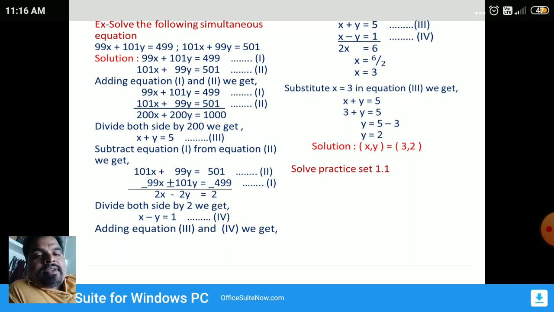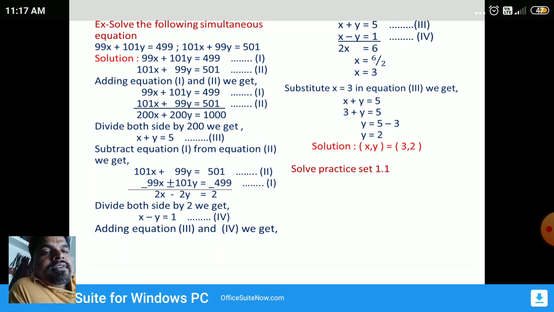Now solve equations 3 and 4 by equating coefficients. Adding equations 3 and 4: x plus y is equal to 5, equation number 3, and x minus y is equal to 1, equation number 4. Now addition of these two equations: x plus x is 2x, y minus y gets cancelled, 5 plus 1 is equal to 6. Then x is equal to 6 upon 2, therefore x is equal to 3.